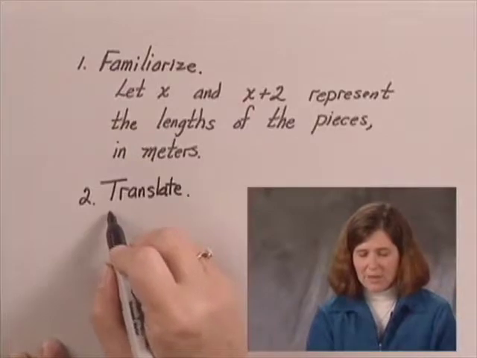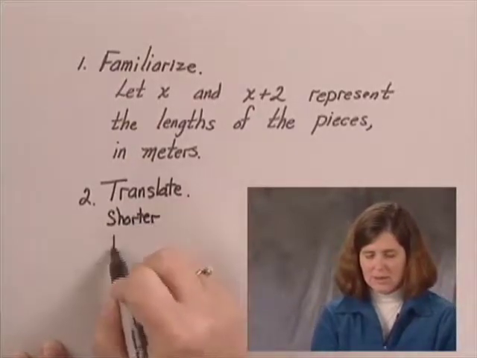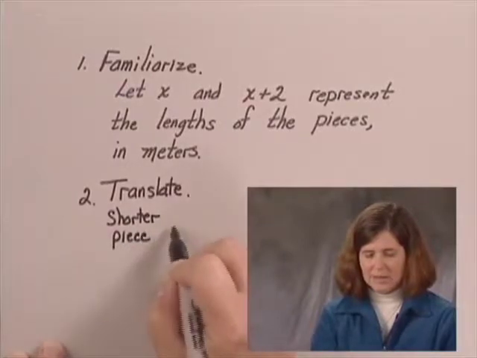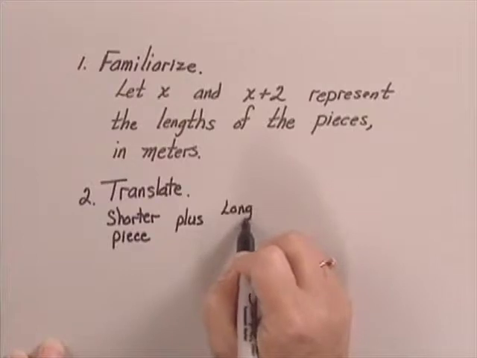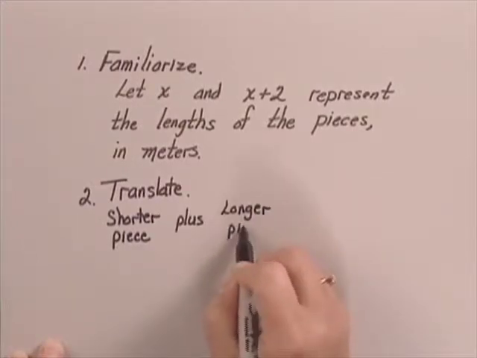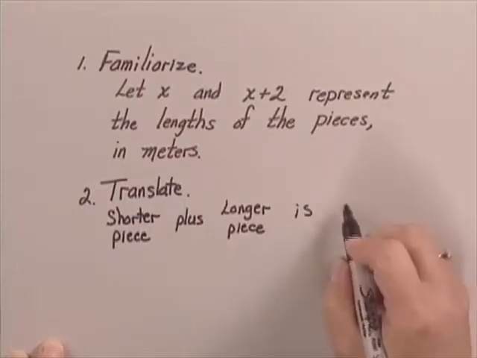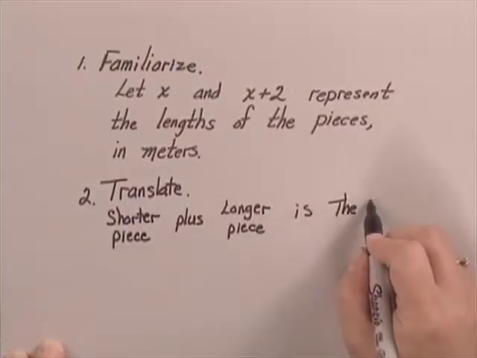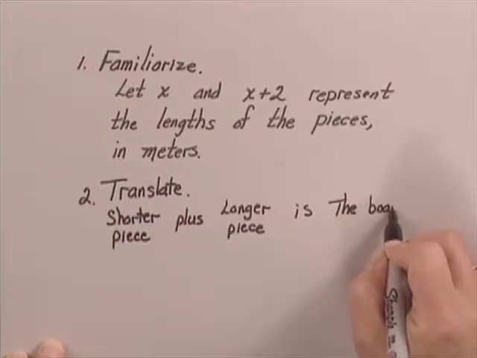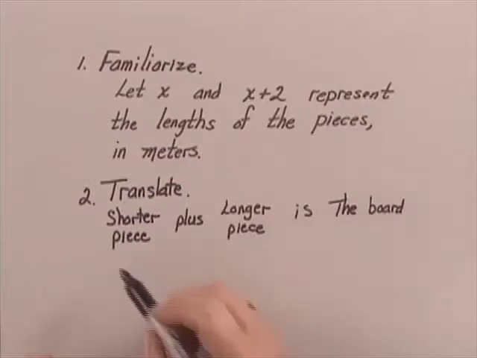Well, the length of the shorter piece plus the length of the longer piece has to equal, or is, the length of the board. Oh, that's it. I didn't write the word lengths, but the length of the shorter piece plus the length of the longer piece is the length of the board.